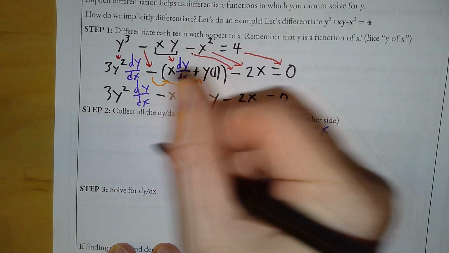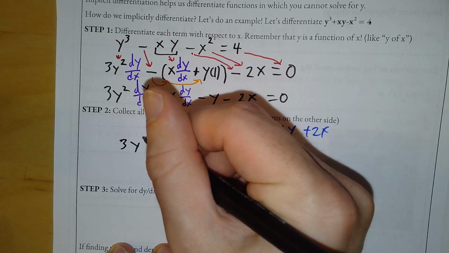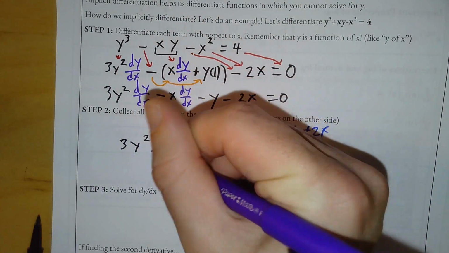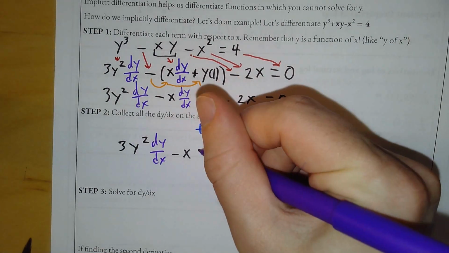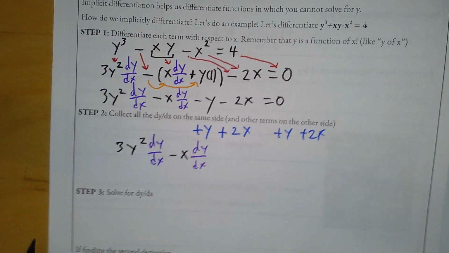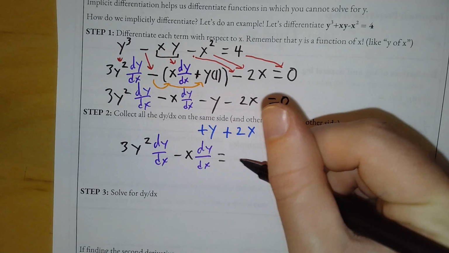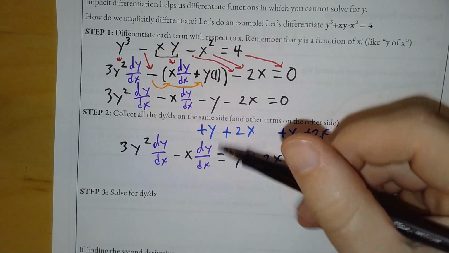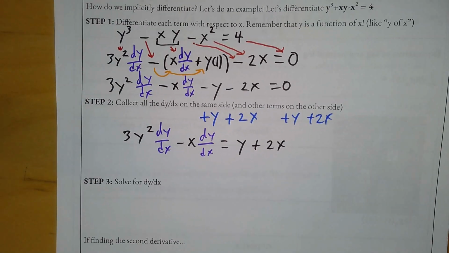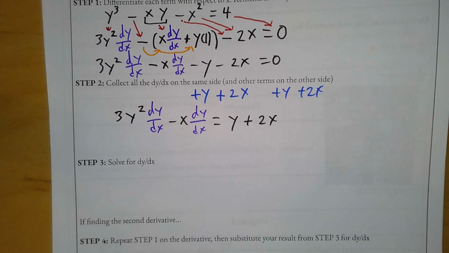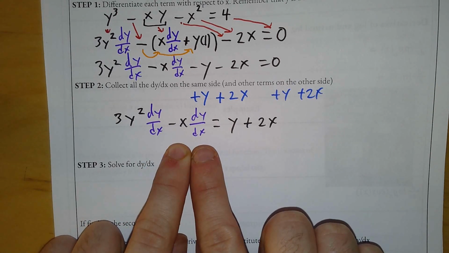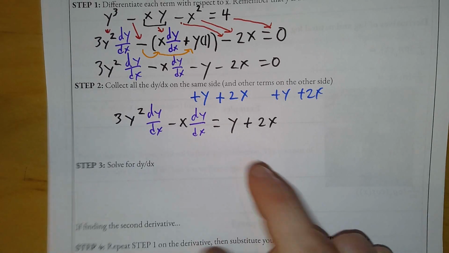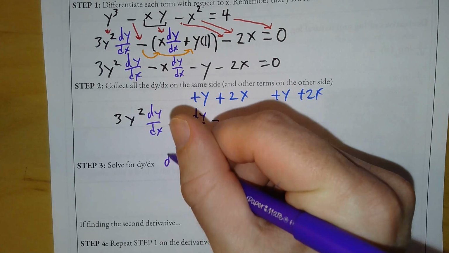So now, I'm going to bring it down. I have 3y squared dy dx minus x dy dx equals y plus 2x, because these cancel. I cancel those out. Okay, we're good. So you've got it all on the same side. Great. Step 2 and step 3 are going to begin to merge right now. So notice how dy dx is a common factor of both this and this. That means I can take it out as a factor. So I can do this. I can take it out. So what I'm going to do is take dy dx out.